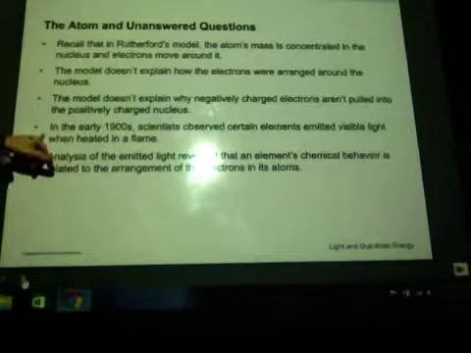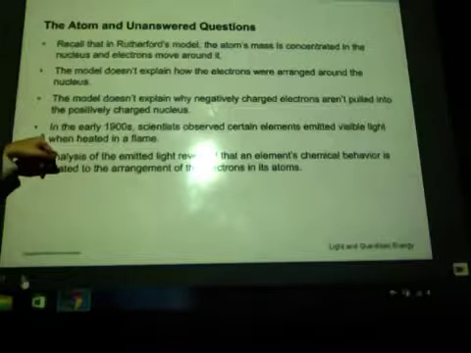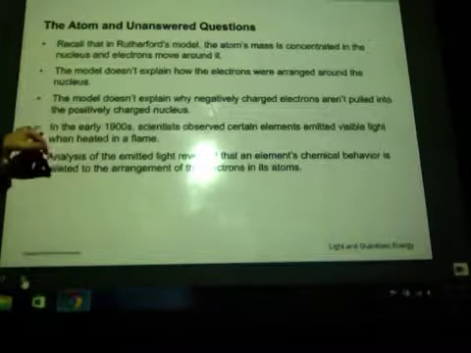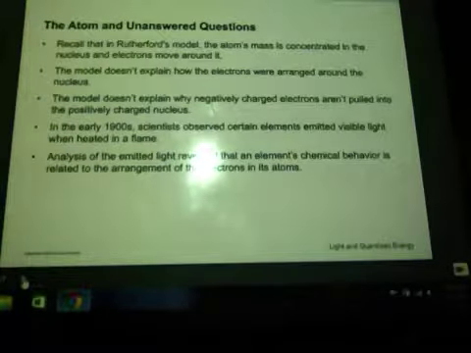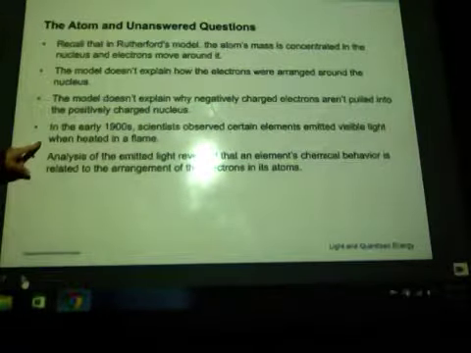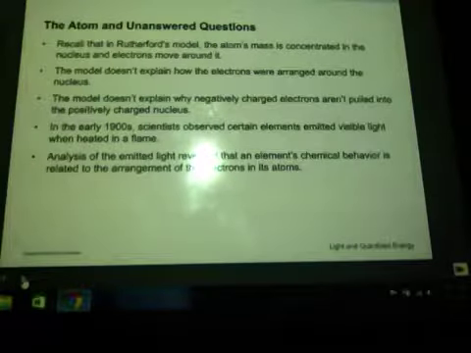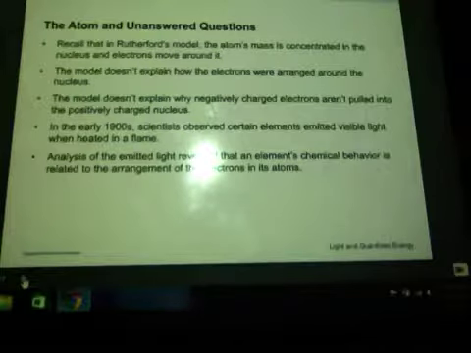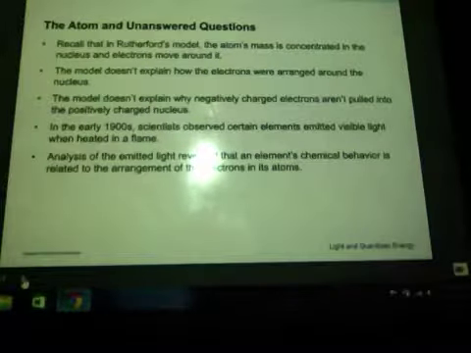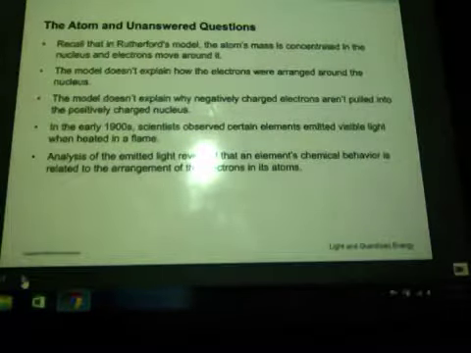So in the early 1900s, which scientifically is not very long ago, scientists started looking at elements a little bit more. They started looking at visible light when elements were heated in a flame. There's a lab that we can do with that. They also looked at light that's given off by stars and different elements.